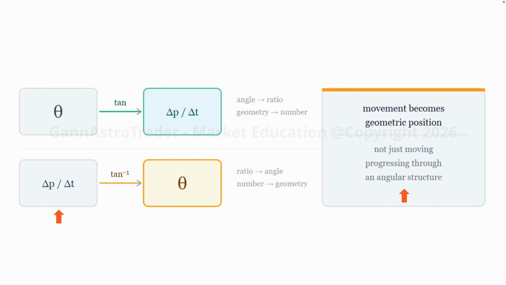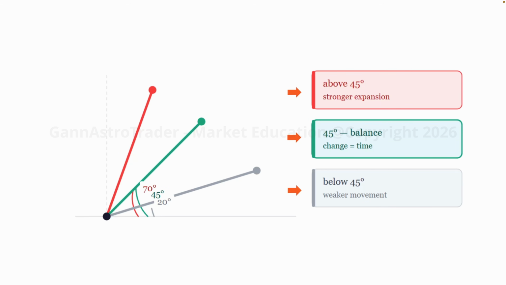This transforms raw movement into geometric position. The market is no longer just moving. It is progressing through an angular structure. Angles allow us to compare movement consistently. A 45-degree angle represents balance, where change and time are equal. Angles above this indicate stronger expansion. Angles below this indicate weaker movement. This creates a clear framework for interpreting strength.